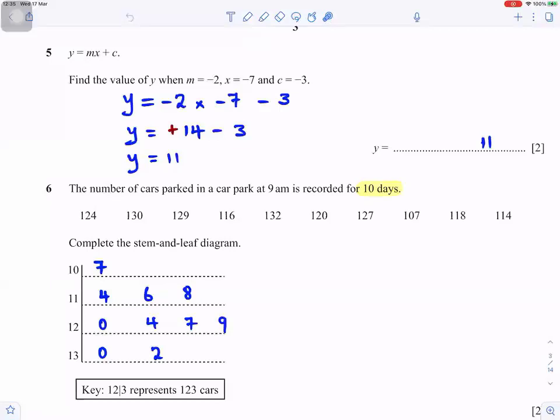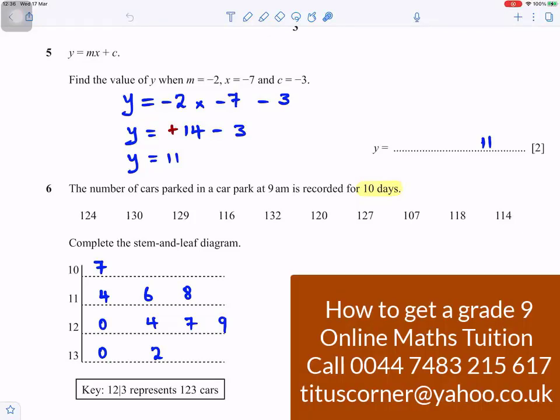Welcome back. So you have y equals mx plus c. That's the equation for a straight line. Find the value of y when m is -2, x is -7, and c is -3. So we substitute m to be -2, x is -7, and c is -3. -2 times -7 will give you +14. And +14 minus 3 gives you 11. So your answer is 11.